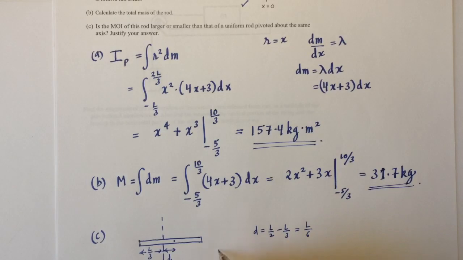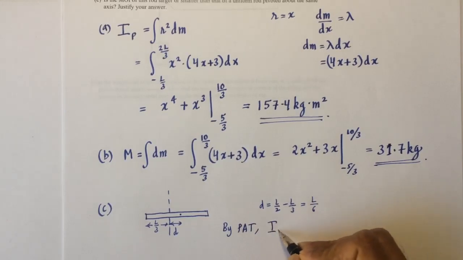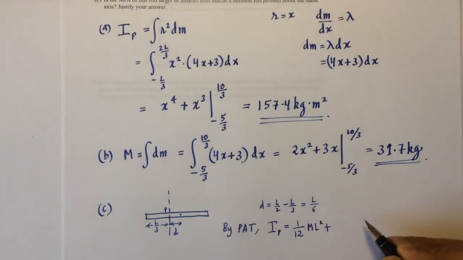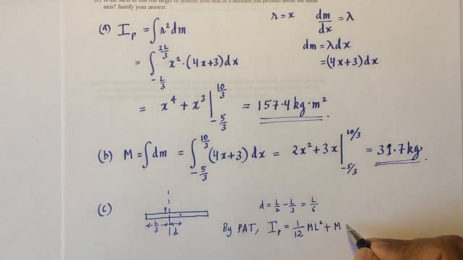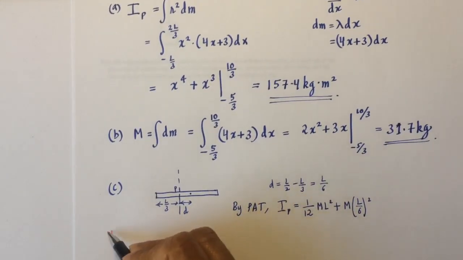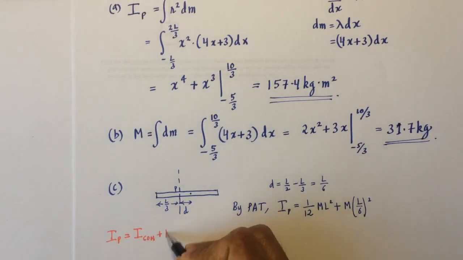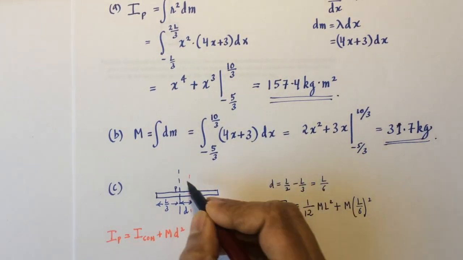So by the parallel axis theorem, the moment of inertia about this axis through point P is going to be 1/12 mL squared, which is the moment of inertia of a uniform rod about the middle, plus md squared. So that's going to be m times L over 6 squared. You have to recall, and this is found in your formula sheet, the parallel axis theorem says that the moment of inertia about any axis is the moment of inertia about the center of mass plus m times d squared, where d is the distance between the axis and the axis going through the center of mass. So that's the distance d.